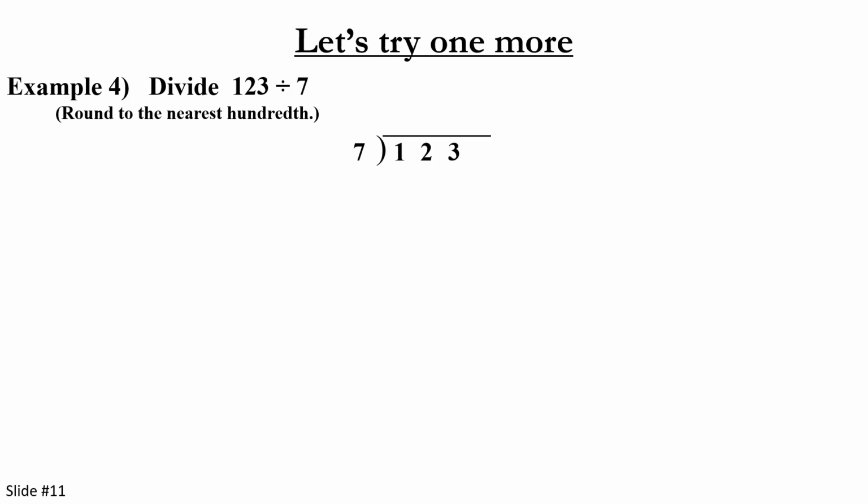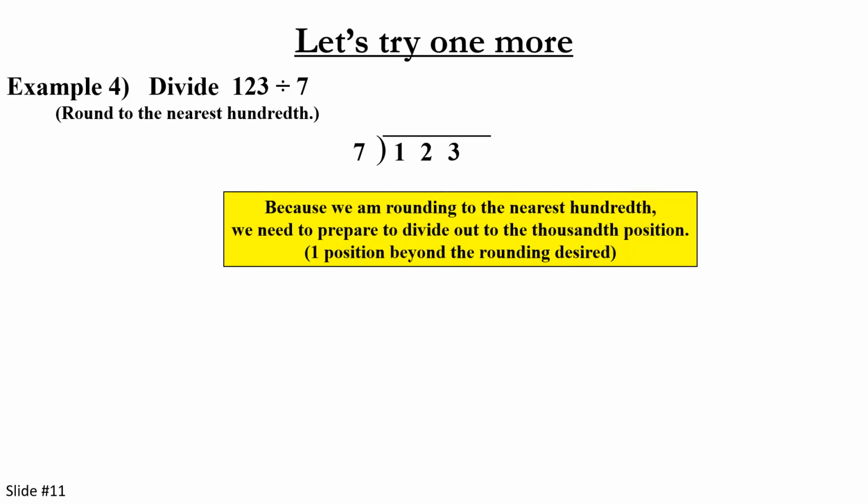Let's take a look at this one. 123 divided by 7. Round to the nearest hundredth. Since I know I'm rounding to the nearest hundredth, I'm going to prepare my division, so I know when to stop, by adding in the decimal place and enough zeros out to one place beyond, which is the thousandth position. Now I know where I can stop when I'm doing my division.